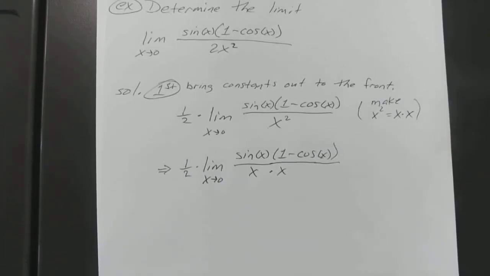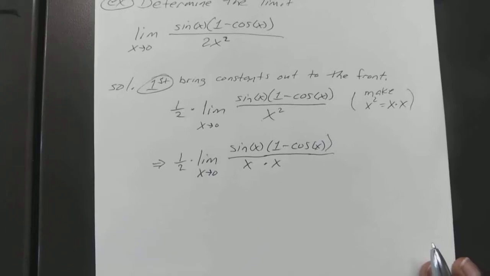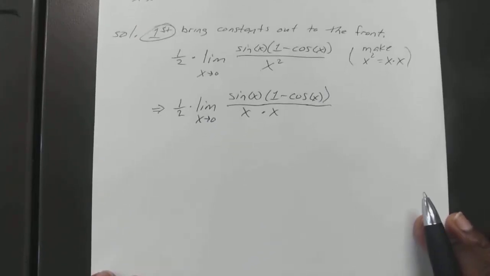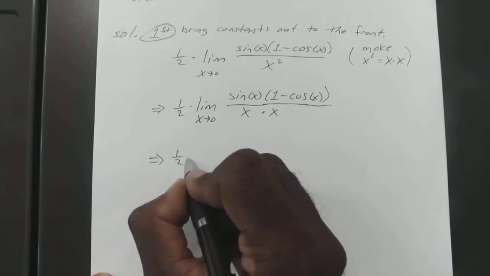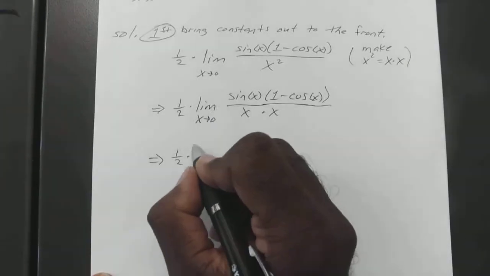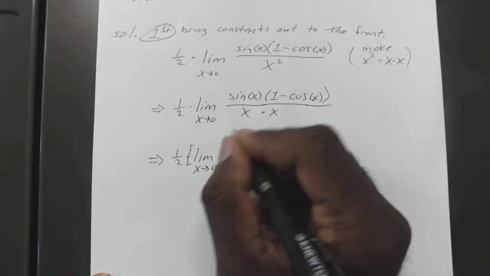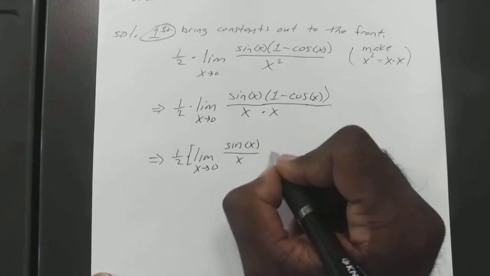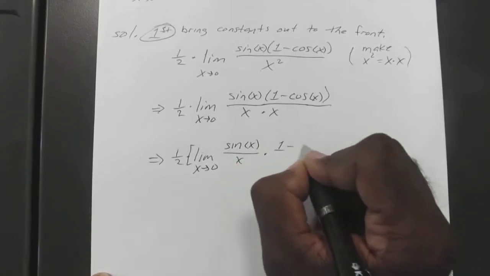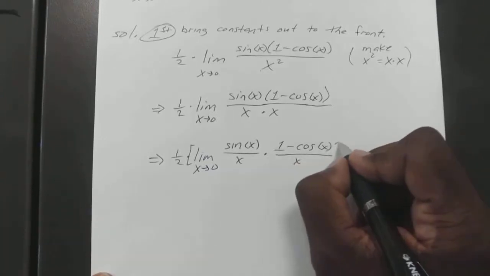Since it's all multiplication, we're just going to take these two and separate them. So you have 1/2 times the limit as x approaches 0 of sine of x over x times 1 minus cosine of x over x.